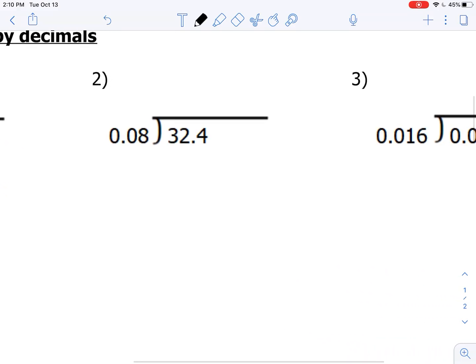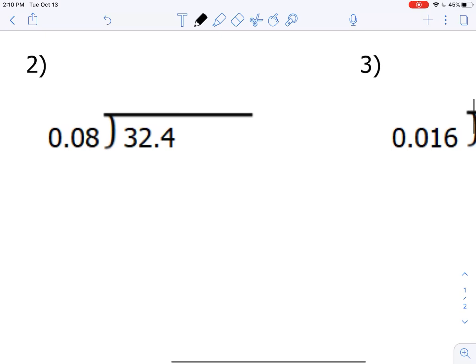All right, again, I have here 8 hundredths, and we want to know how many times 8 hundredths can go into 32 4/10. So we want to get rid of the decimal in the divisor, so we're going to move it over 2 places, or in other words, multiply it by 100. If we multiply the divisor by 100, that means we have to multiply the dividend by 100 as well, and scoot the decimal point over 2 places in the dividend as well.